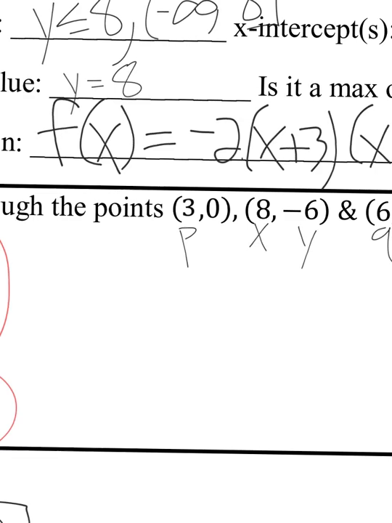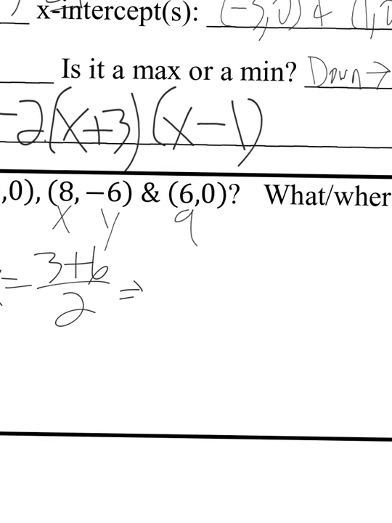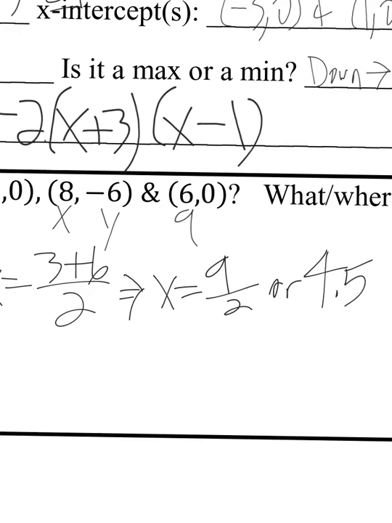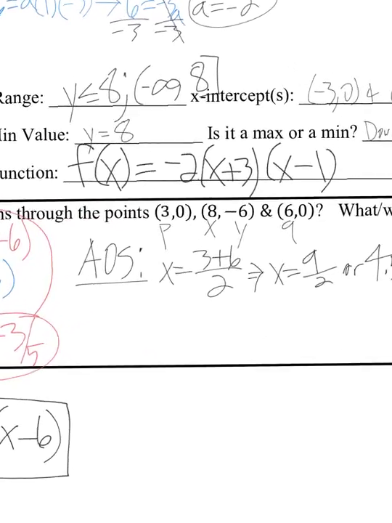I know my P and Q are 3 and 6. So my axis of symmetry is just what is x equals, what is 3 plus 6 over 2. 3 plus 6 is 9. 9 over 2 is 4.5. So you can leave it as a fraction, x equals 9 over 2, or you can give it to me as a decimal, 4.5. It's probably a little easier to do it as a decimal. So then just plug in 4.5 into the function.